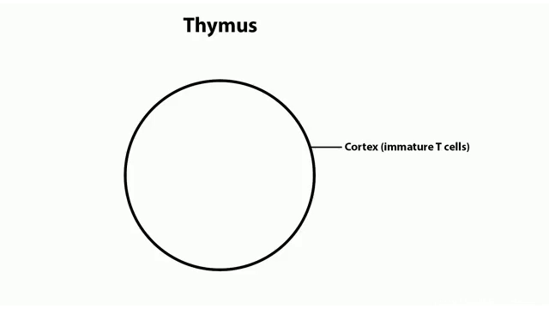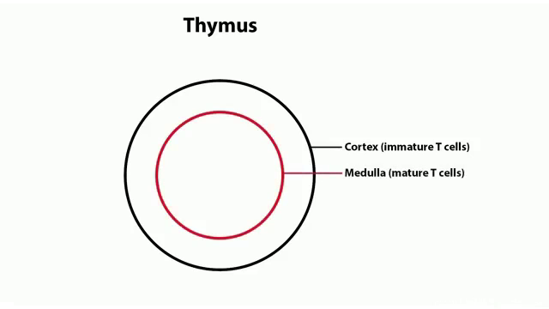I want you to think about the thymus as a circle, and then within that circle is another circle. So the outer circle is the cortex of the thymus, and the inner circle is the medulla of the thymus. Now, the cortex is where immature T cell precursors start out, and as they mature, they gradually move toward the medulla. So mature T cells are found in the medulla of the thymus. So remember, M for medulla and M for mature T cells.